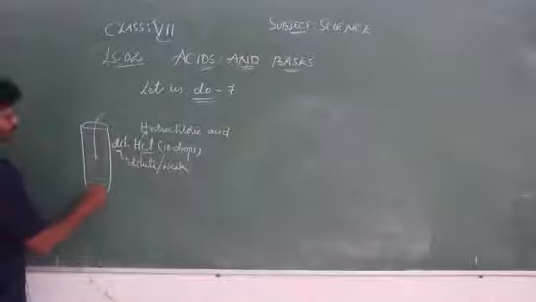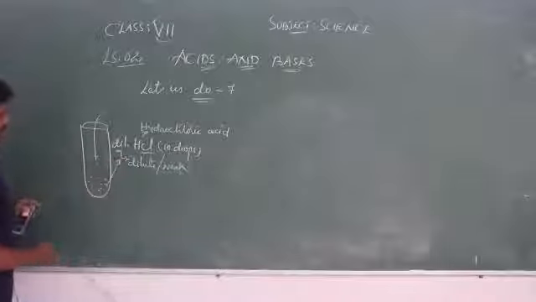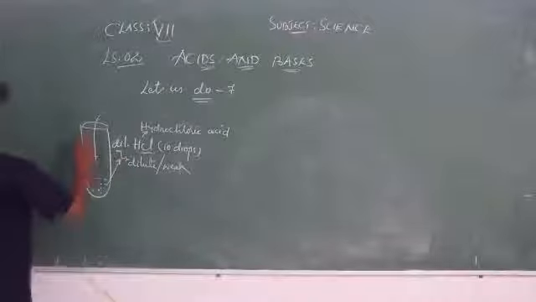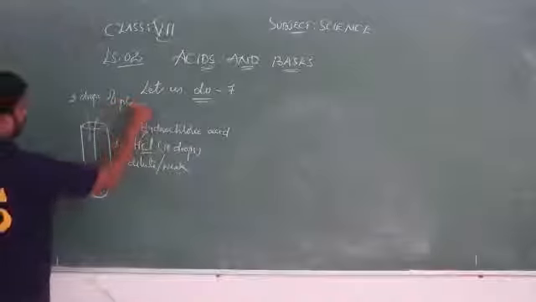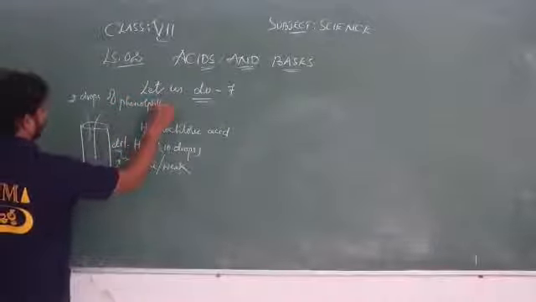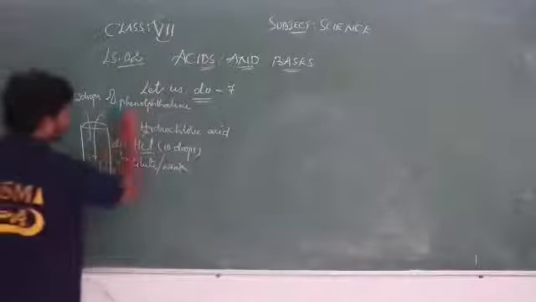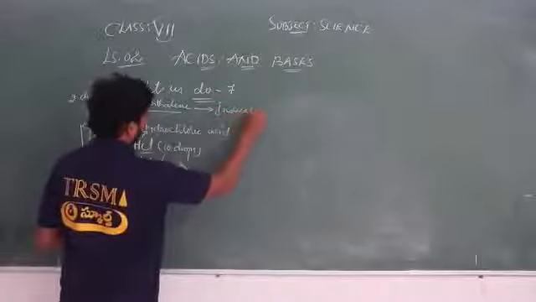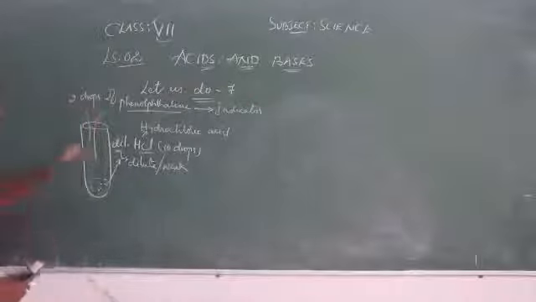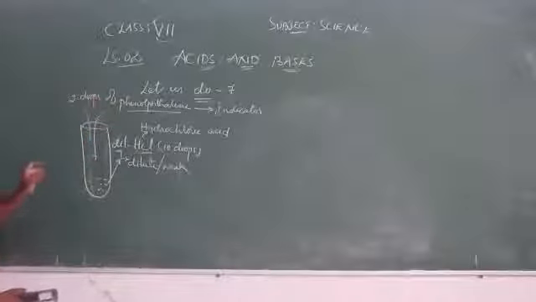Now this is the solution. Which chemical is this? This is dilute hydrochloric acid. Into this we need to add 2 drops of phenolphthalein, P-H-E-N-O-L-P-H-T-H-A-L-E-I-N. What is phenolphthalein? It is an indicator. We already discussed it previously. Once this phenolphthalein is added, what do you observe?